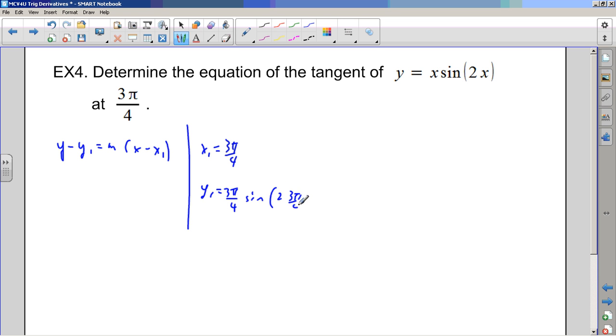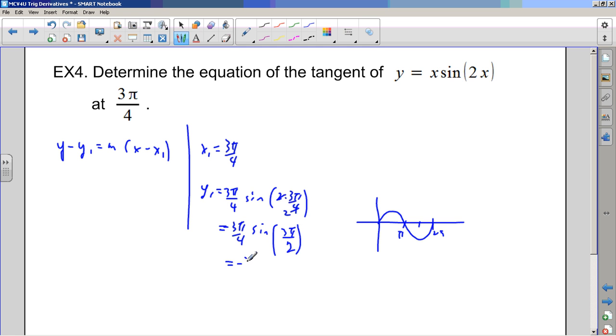And 3 pi over 4. The sine of, and I'm trying to do this exact, 2 times that is 3 pi over 2, right? Because the 2's cancel. And what's the sine of 3 pi over 2? Well, there's 2 pi, there's 3 pi over 2. This is -1. So that is -3 pi over 4. So that's what y1 is.